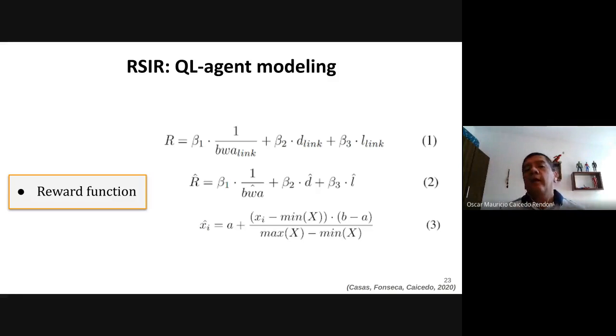In this case, obviously loss, delay, and bandwidth operate with different magnitudes. We need to perform a normalization of this equation. Okay, then equation 2 is the version of the reward in a formalized way, and the technique that we use to normalize this equation is presented in equation 3. That is a technique known as maximization minimization.